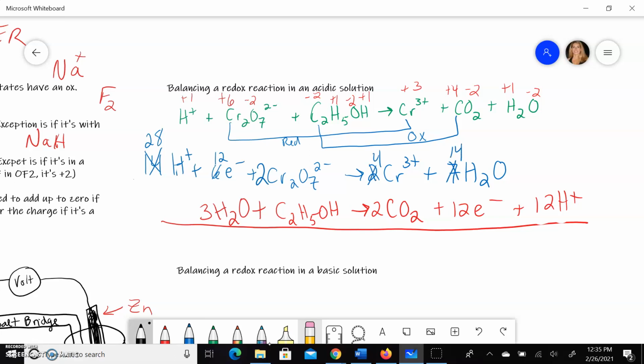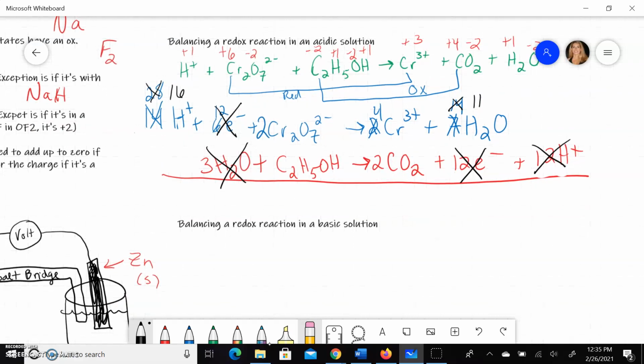Okay, now we're ready to cross things off. So we can cross off these 12 H pluses, and that leaves us with 16 here. Electrons will always cancel out. We have 3 waters here, and that will make this 11. And I think that's it.